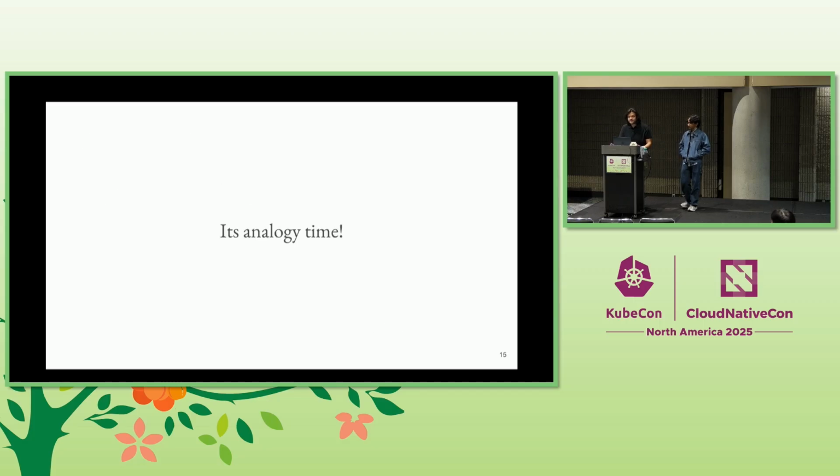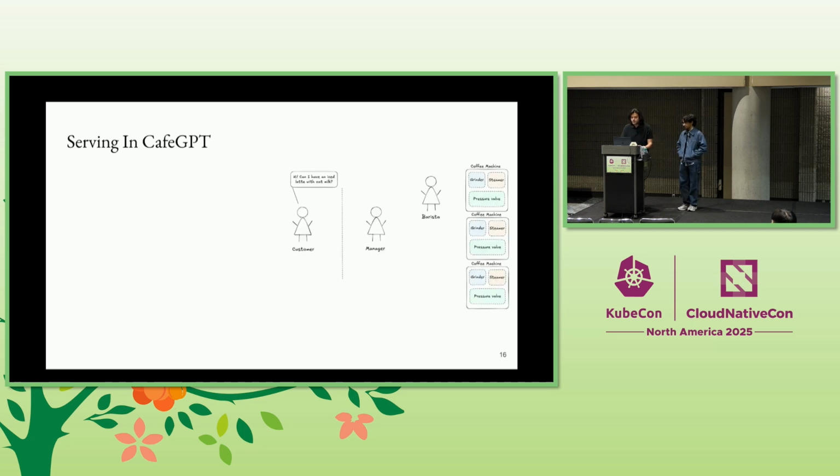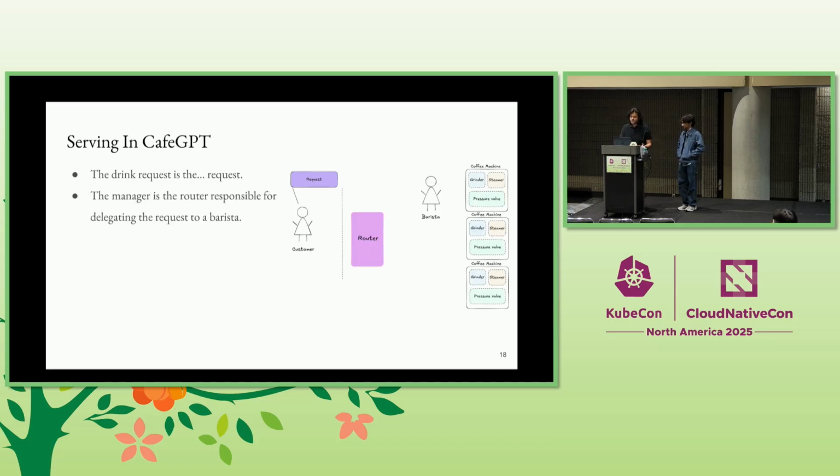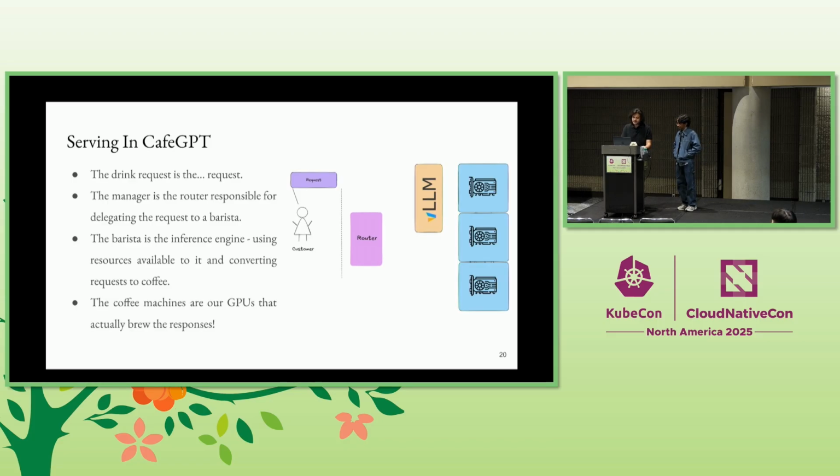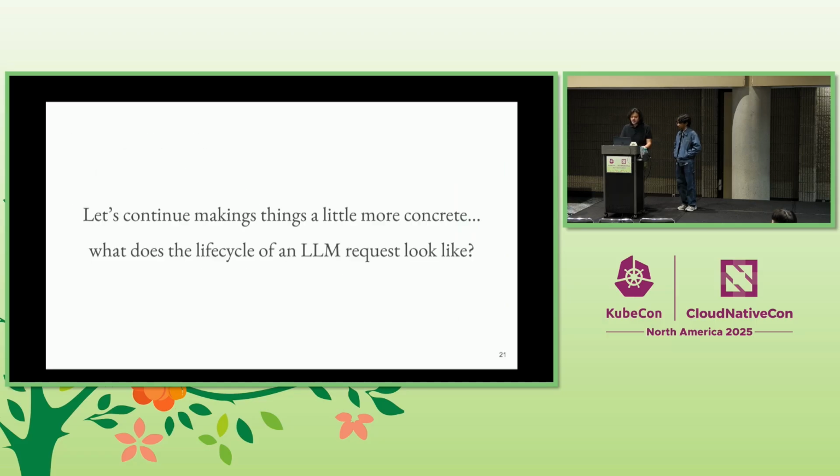So, with that out of the way, let's draw some analogies here and make things a little more concrete. What does serving in CafeGPT look like? The drink request is the request. The manager is what we are going to call the router, which is responsible for delegating requests to appropriate baristas. The barista, to draw a fat analogy, is the LLM inference engine, using resources available to it and converting requests to coffee. The coffee machines are our GPUs that actually brew the responses. Let's continue making things a little more concrete. What does the lifecycle of an LLM request actually look like?